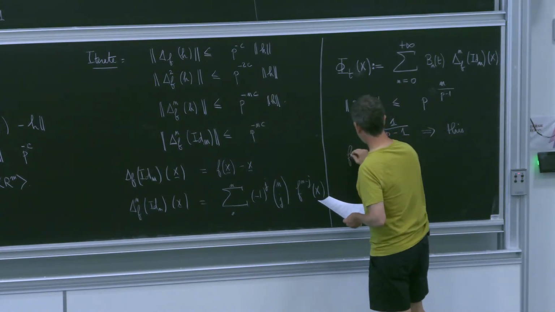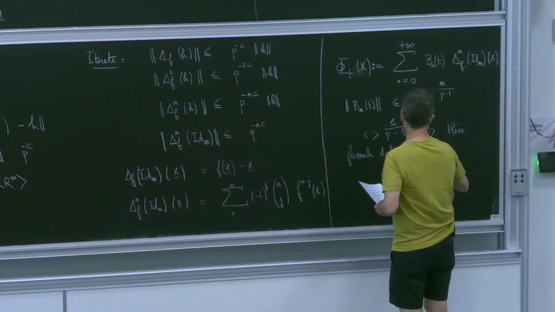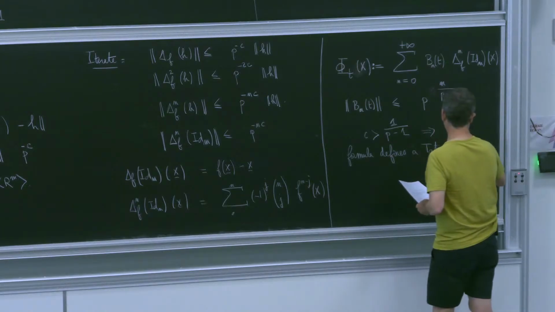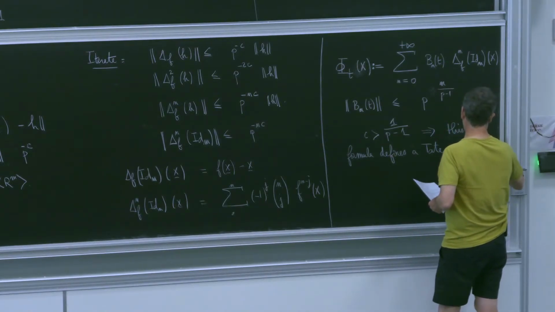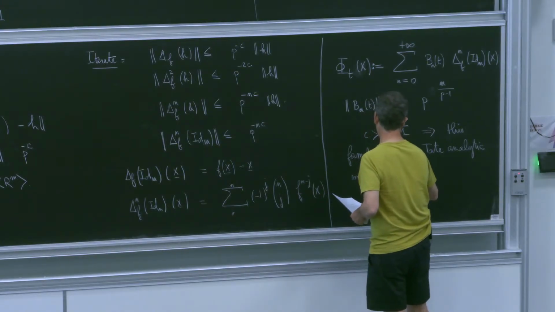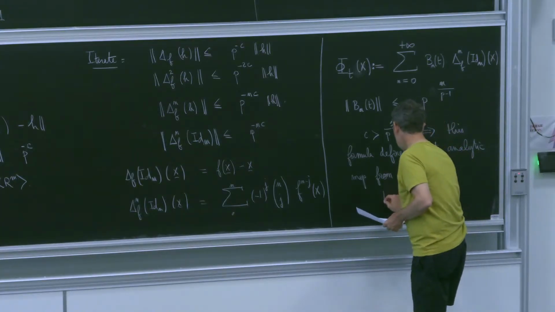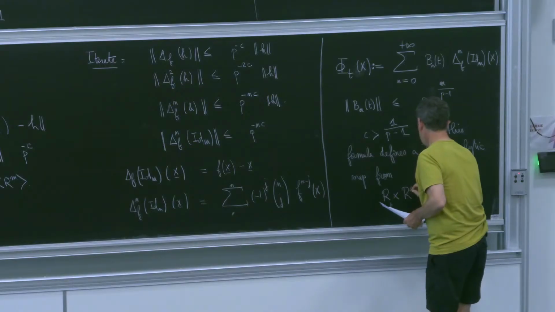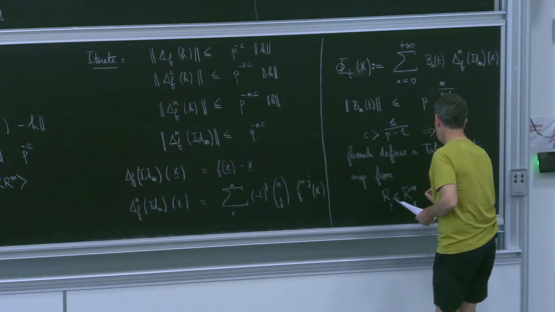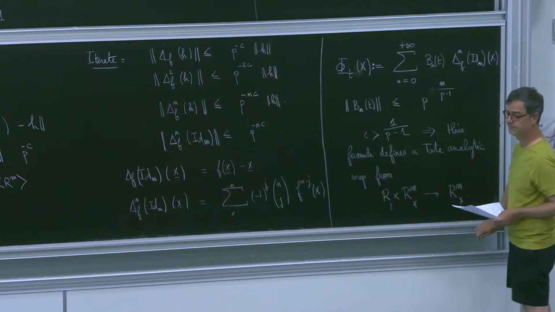So this formula defines a Tate analytic map from what to what? From R for the t variable times R to the m for the x variable to R to the m for the x variable.